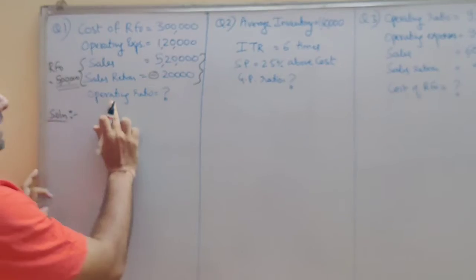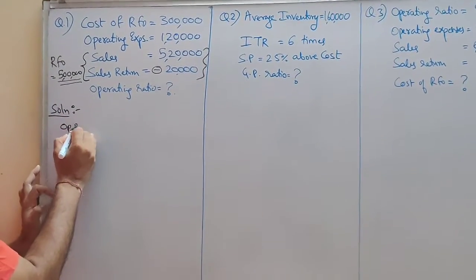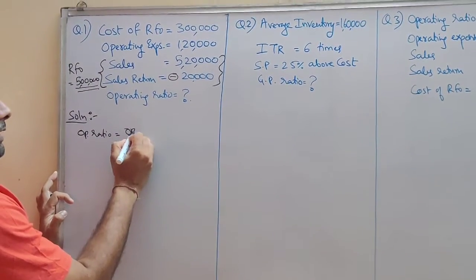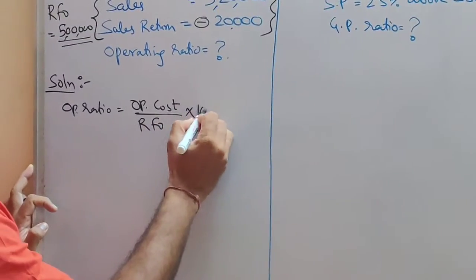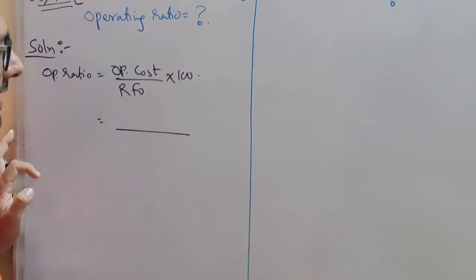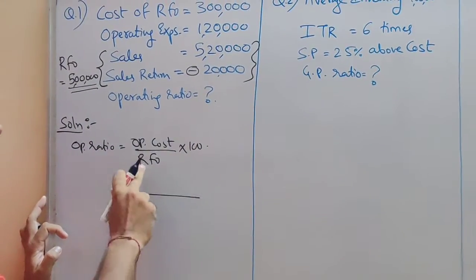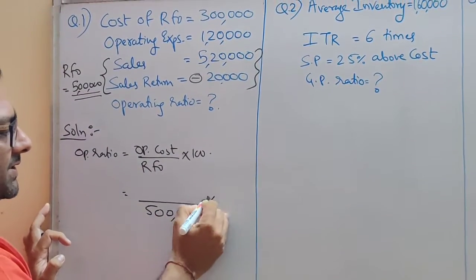5 lakh RFO. They are asking us to find operating ratio. Now in the exam you are supposed to write the formula first. So what is the formula for operating ratio? Operating cost upon RFO into 100. So you are going to write your answer in percentage. Operating cost you need to find, not given in the sum directly to you. RFO we just now got, 5 lakh.